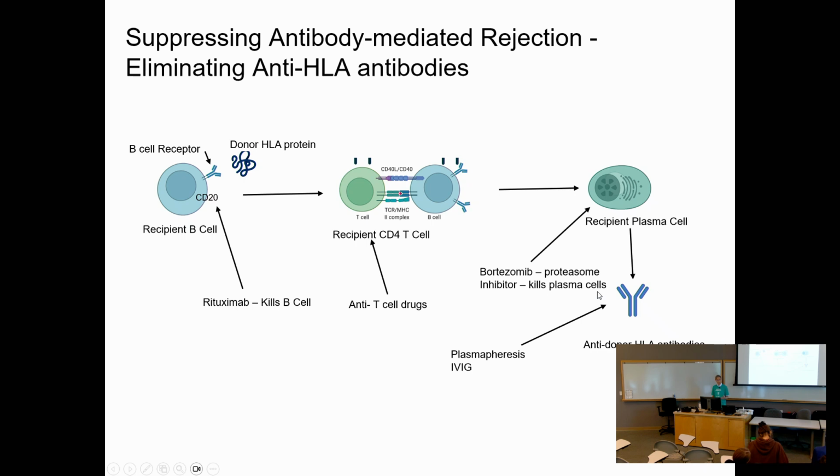And if that doesn't work, sometimes we use plasmapheresis to try to remove more immediately some of the donor anti-HLA antibody, or we use a lot of IVIG too, which binds to antibody non-specifically.